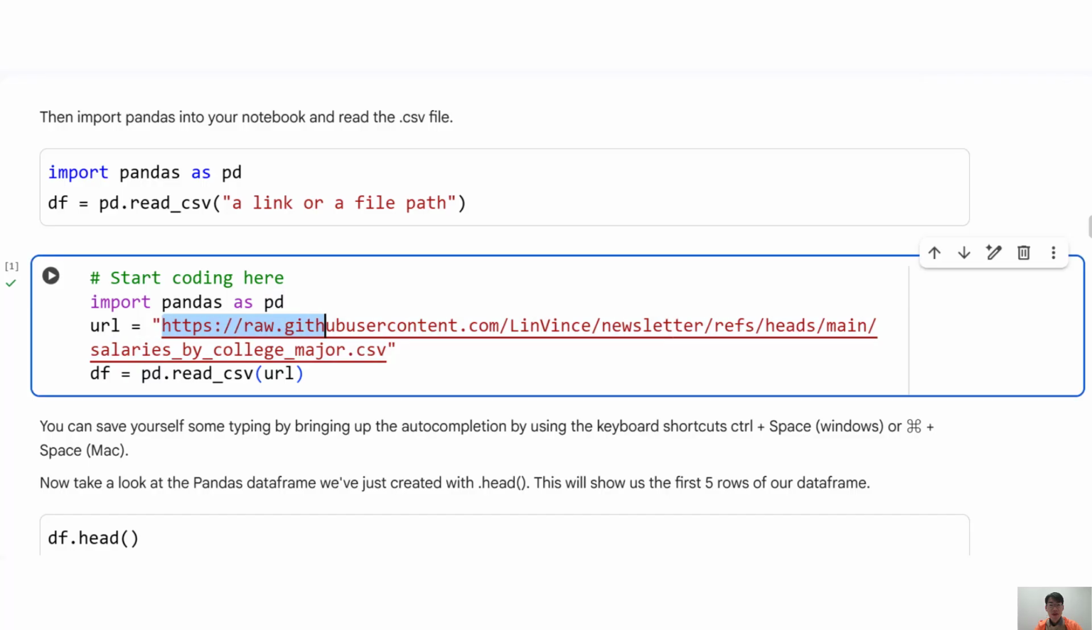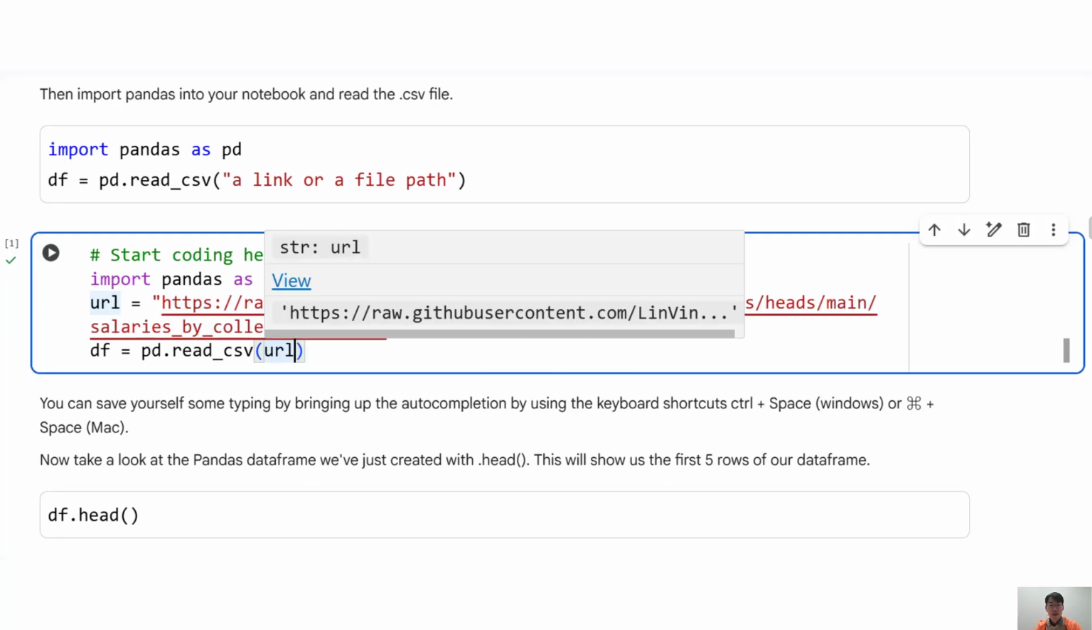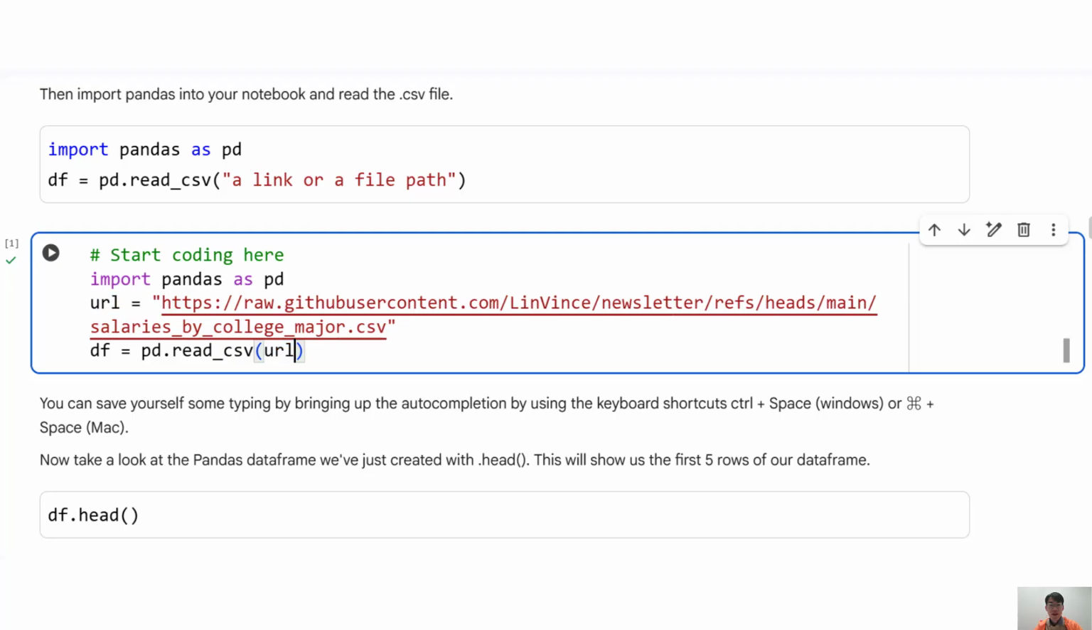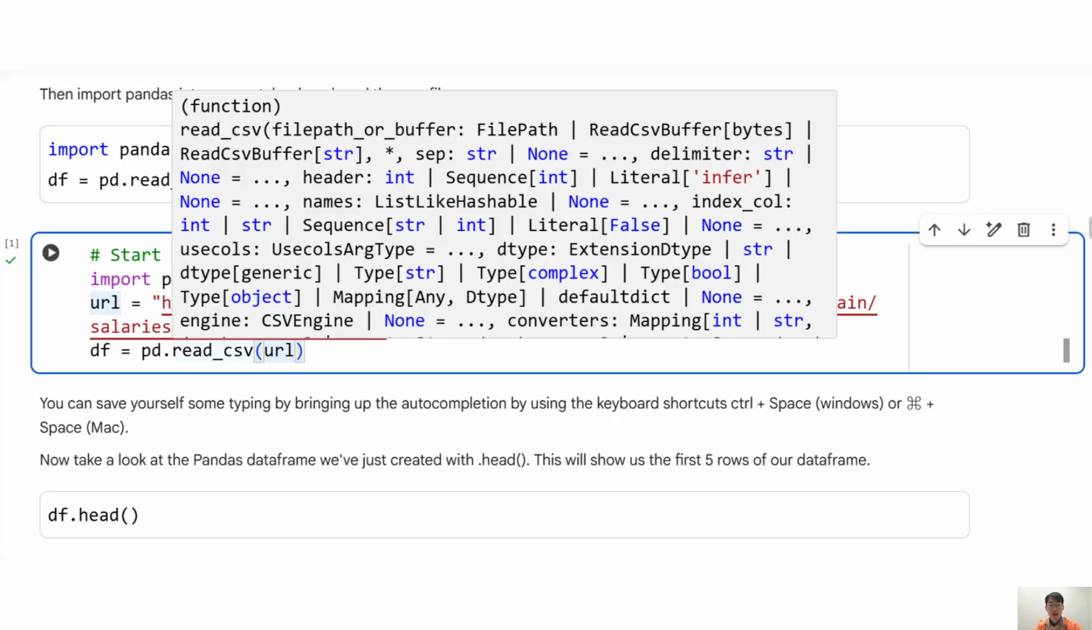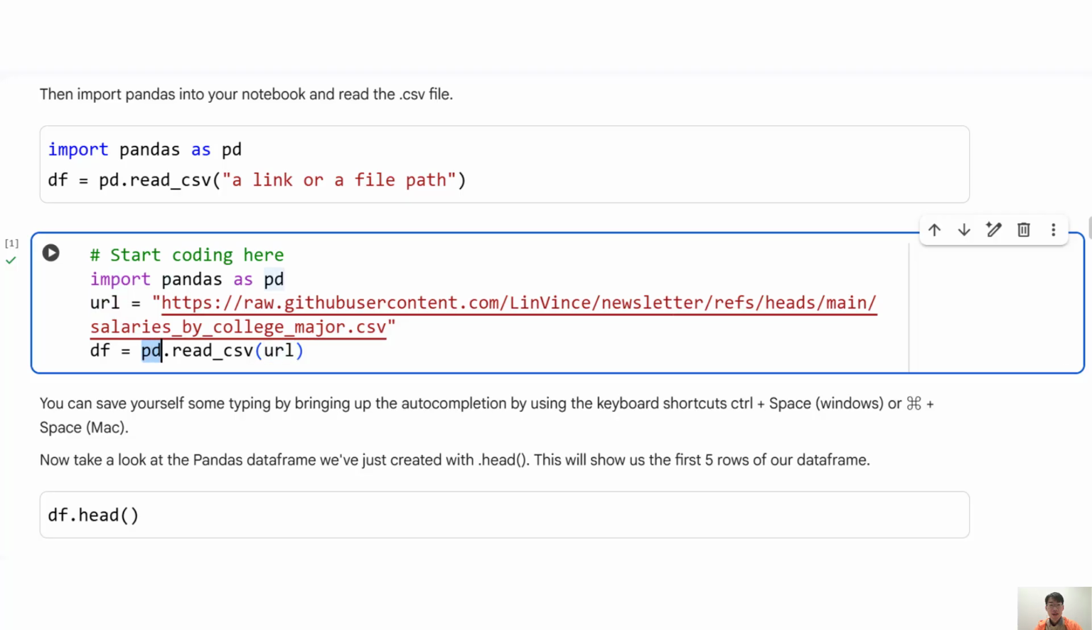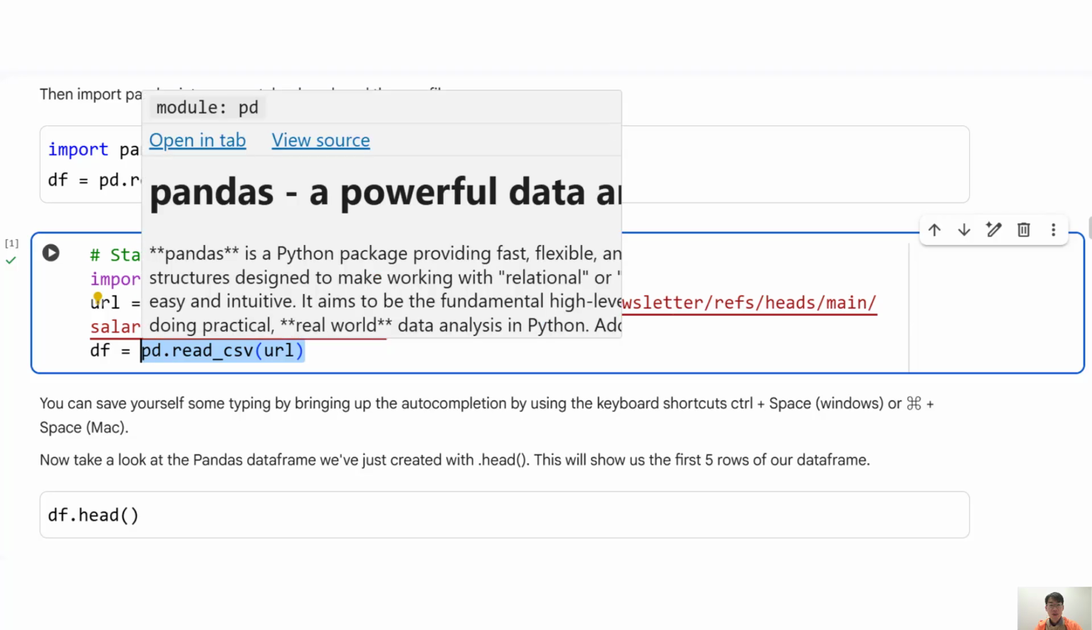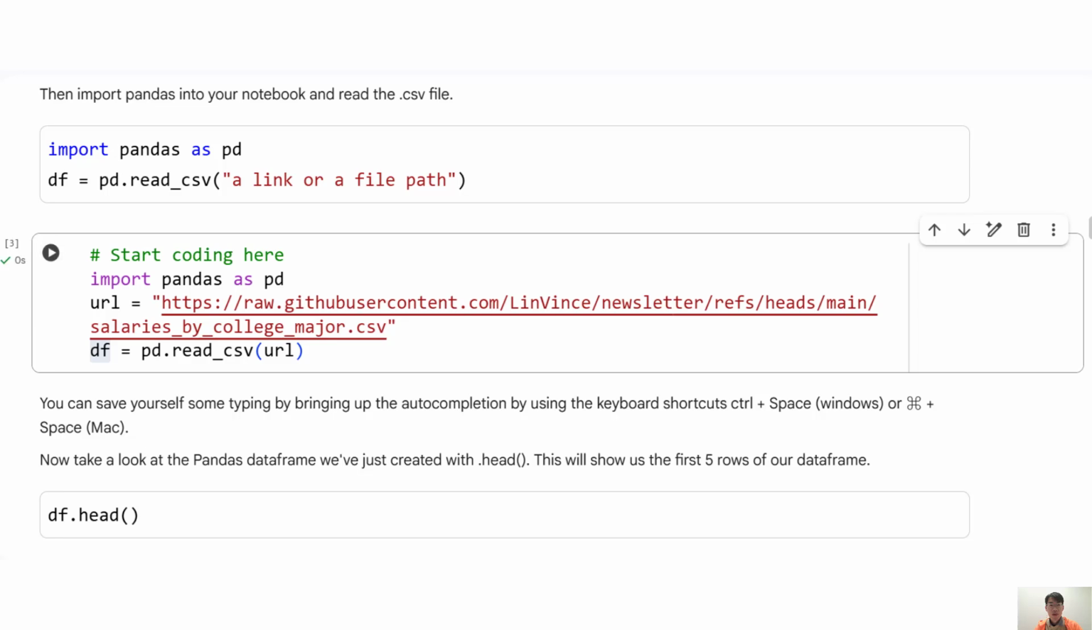So this is the raw data, and we put it as the argument inside this parenthesis. It means that I'm going to read the data, and this is in CSV format, so I need to use the function read_csv. And this is the library Pandas. So the whole data frame is assigned to the variable df. So then we run the code.